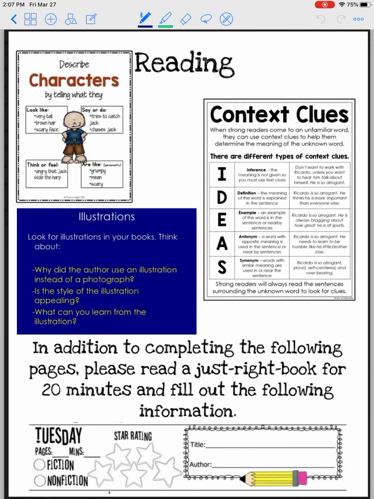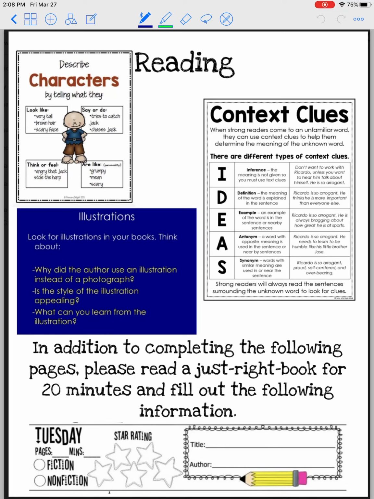Right, guys, today we're going to look at some different targets. Remember that this is all review from things we've done before, probably even first semester, I believe. So we're going to be looking at the top of this paper and describing characters. And we're going to look at the characters, what they look like. They might be very tall, have brown hair, and this guy has a scary face.